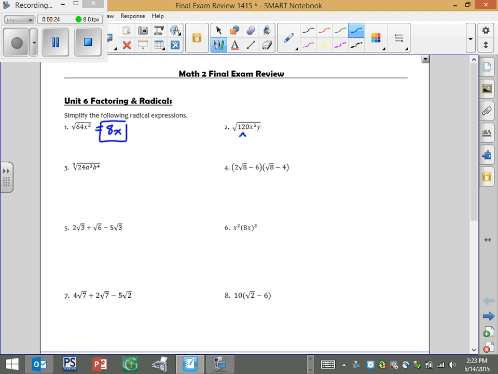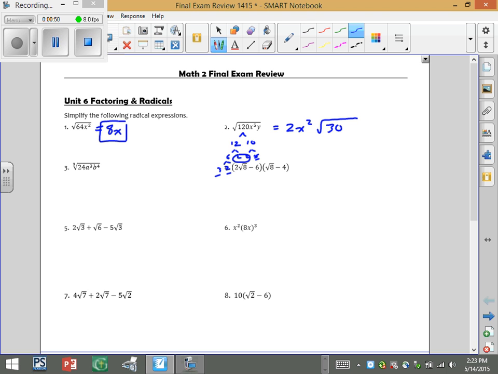Here, 120, we probably need to break that down. That's 12 and 10, 6 and 2, 2 and 5, and then 3 and 2. So we've got a group of 2's here that we can pull out. And then we can also pull out a pair of x's, and none of the y's can come out. But a 3, a 2, and a 5 are left. 3 times 2 is 6 times 5 is 30, and there's an x and a y still left underneath.